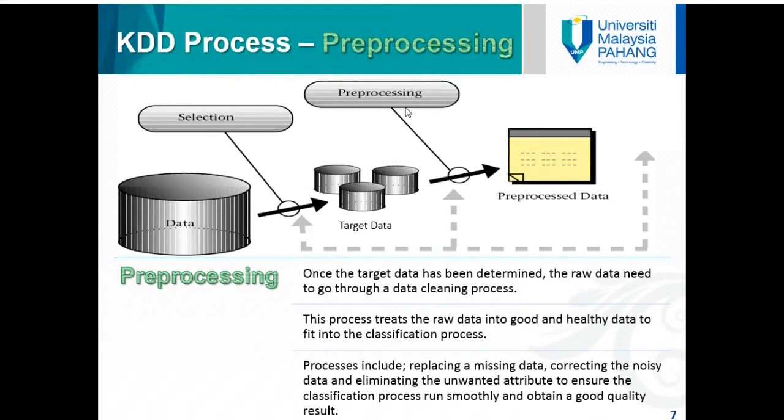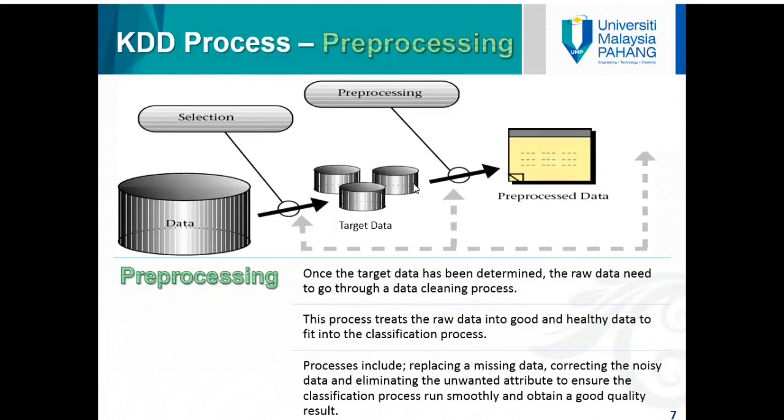So what is the data cleaning process? Data cleaning refers to the process where we clean the target data to make it fit into the classification process. The cleaning process includes replacing the missing values that can exist in the target data, for example data with values set to null, so we need to replace them. We also need to correct all inconsistent values, verify that all the values in the target data are correct, and eliminate unwanted attributes, and so forth and so on.